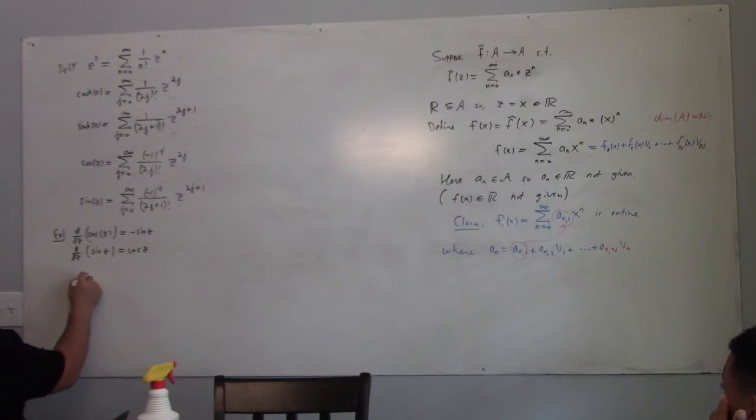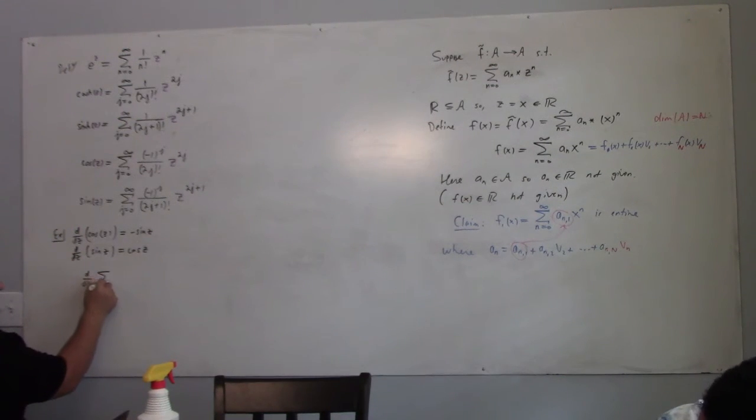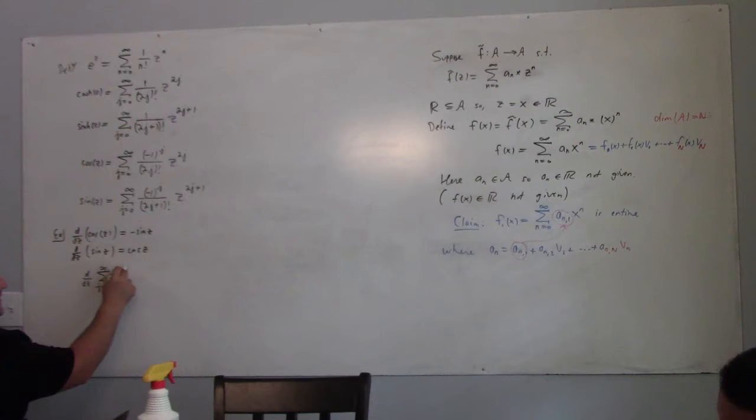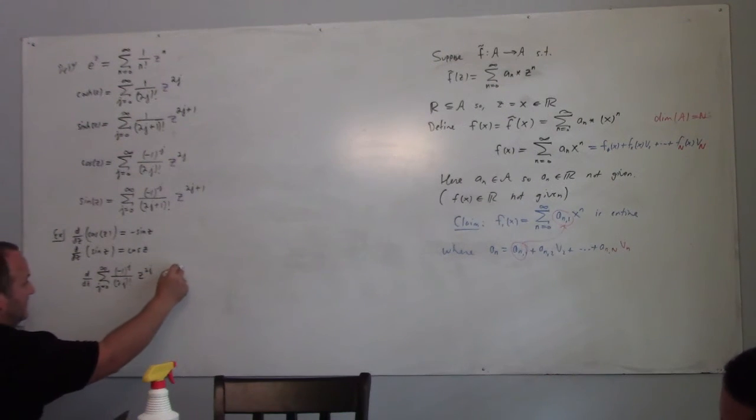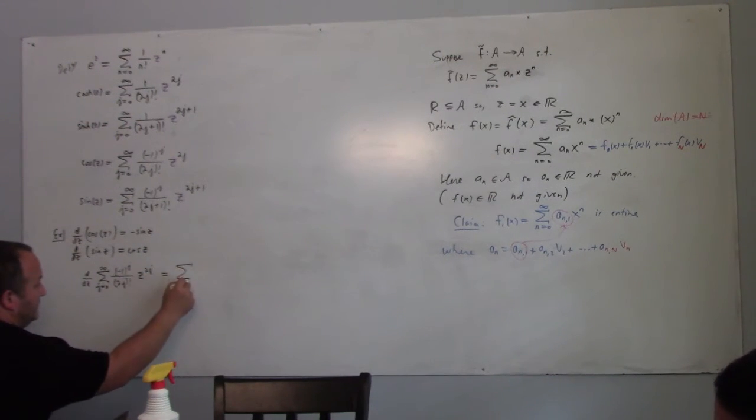Let's see here. So let's try that out. d/dz of the sum j equals 0 to infinity of minus 1 to the j over 2j factorial z to the 2j, right? So that's equal to the sum.